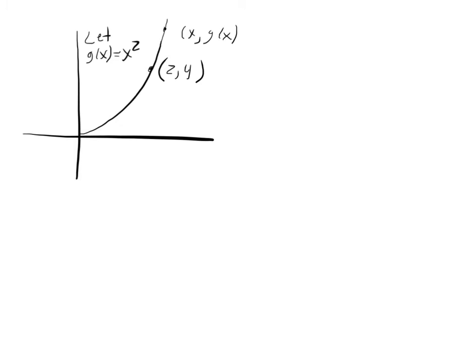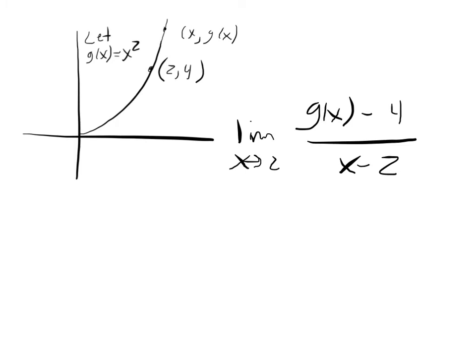Let's let our function be g(x). Again, I'm looking at the limit as x heads to 2 of g(x) minus 4 over x minus 2. That would be the slope of my tangent line here, y2 minus y1 over x2 minus x1, and I want to let that x value come closer and closer to 2.